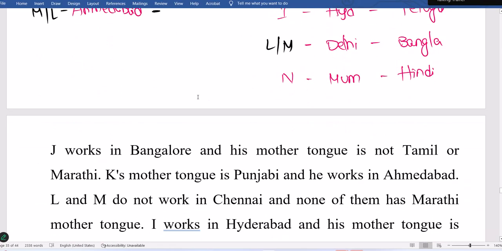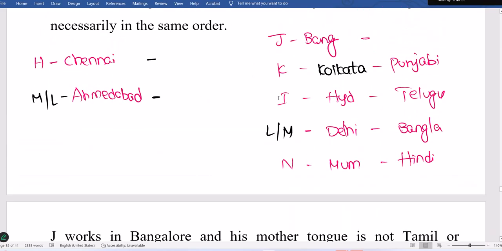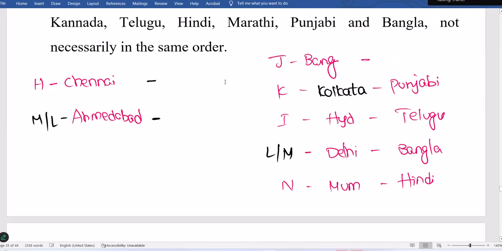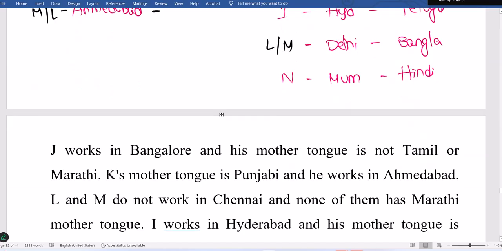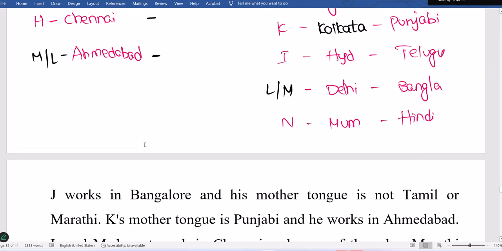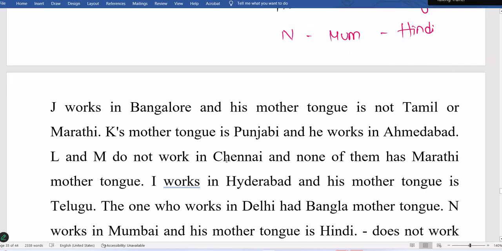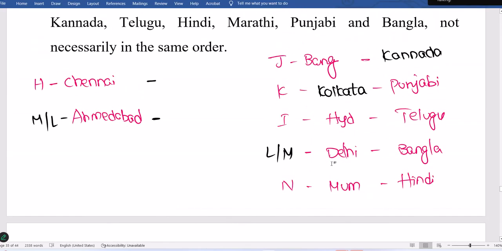J works in Bangalore. J does not go for Tamil or Marathi. Now 3 languages are available. So J goes for Kannada, because the ones left over are clearly Tamil and Marathi. Fine. And L and M do not work in Chennai and none of them has Marathi mother tongue. So H is having Marathi, and Tamil is in Ahmedabad.